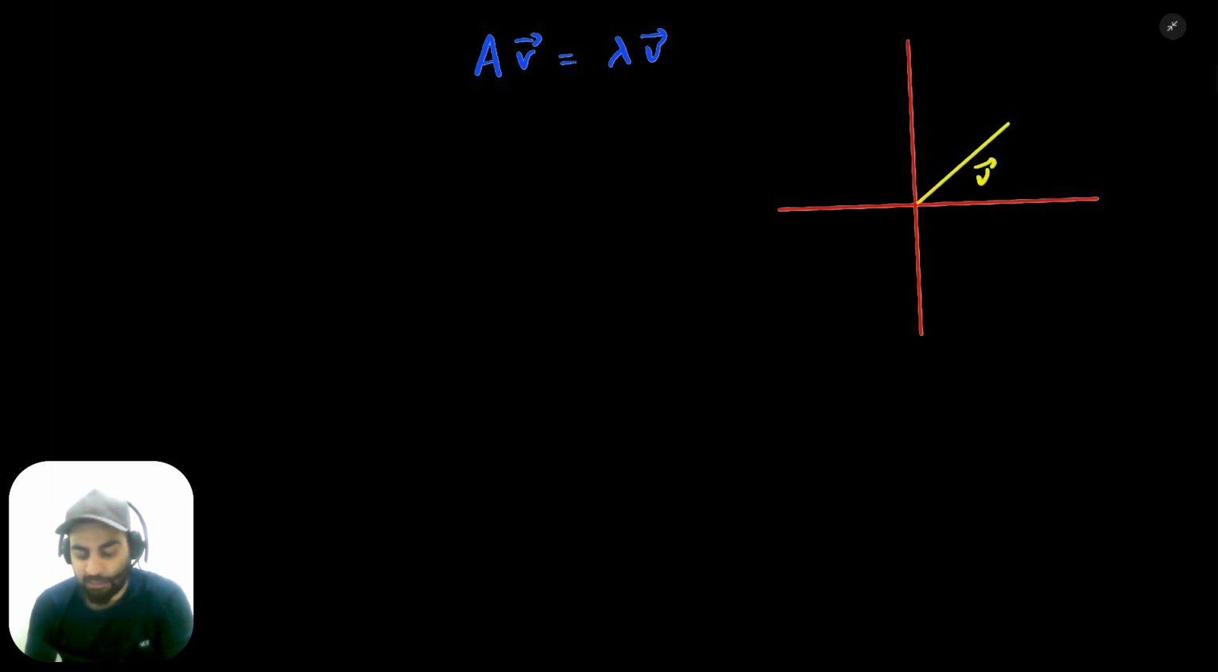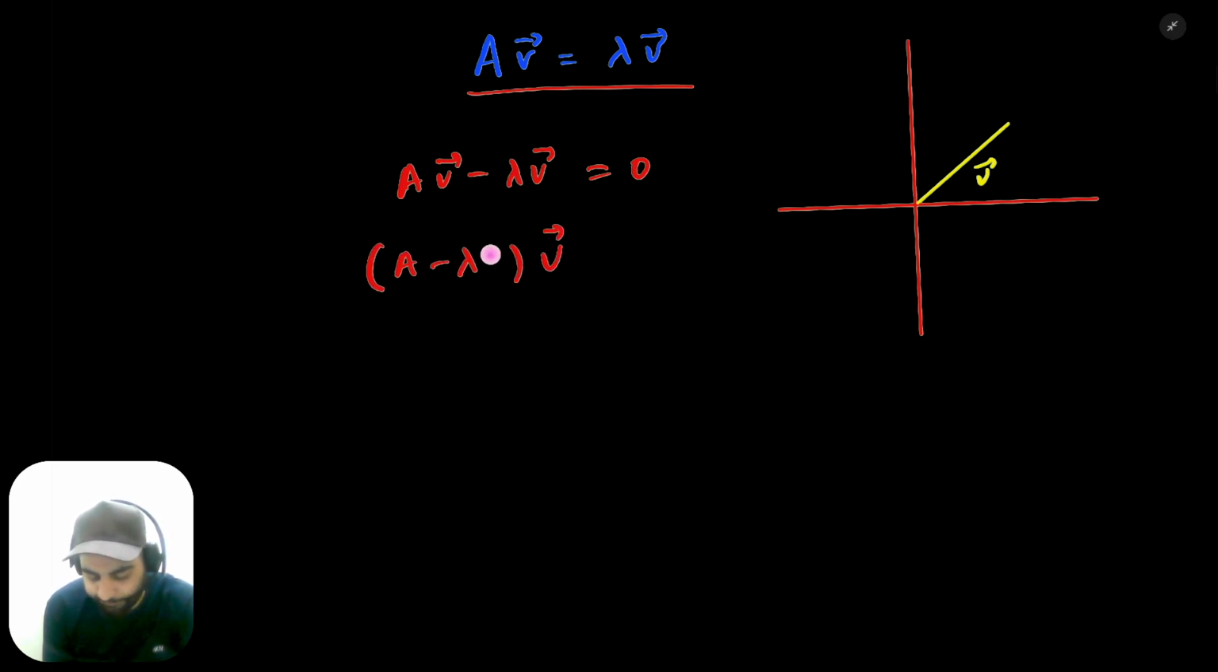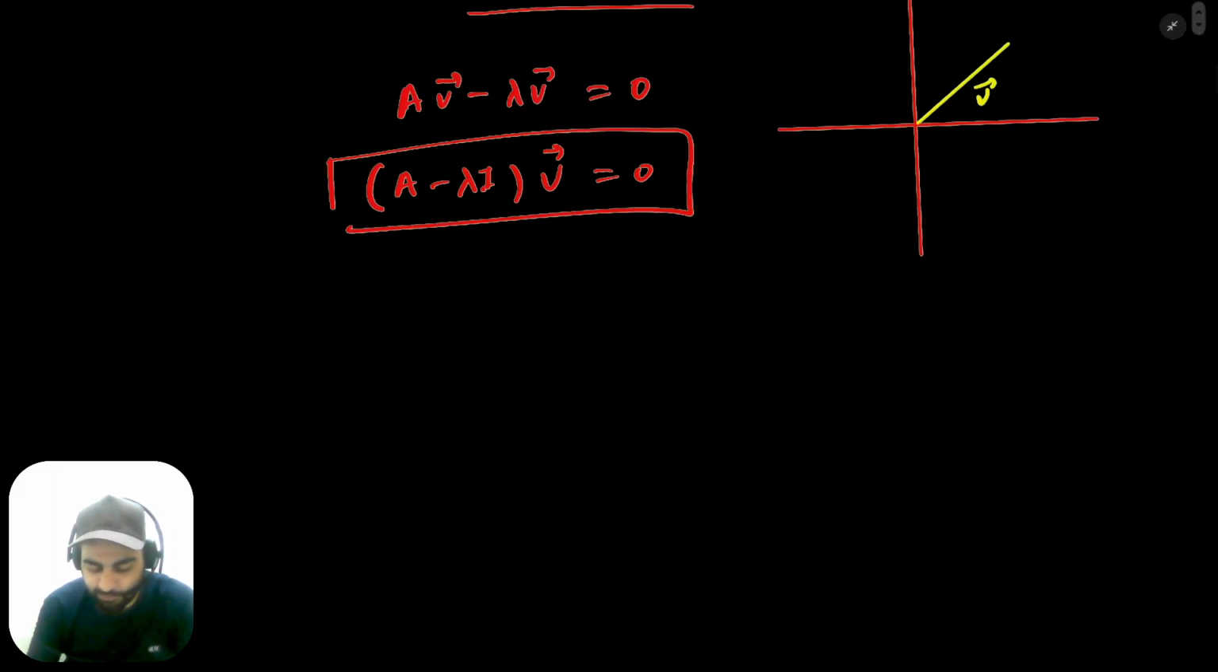Let me just remind you about the properties of eigenvectors. If you have to compute this, we basically write AV minus lambda V is equal to 0, and then taking V as common, we wrote (A minus lambda I)V is equal to 0. Then we saw there are three cases possible. So either V is 0, but in the definition we said V should not be equal to 0. That's a trivial case.